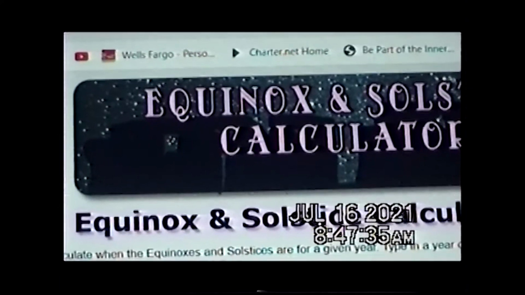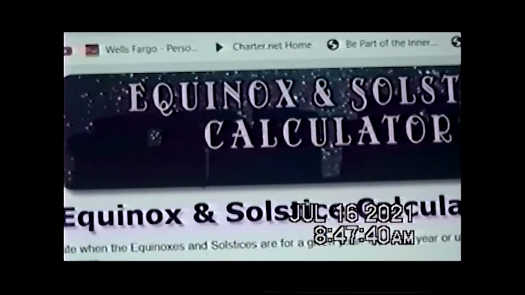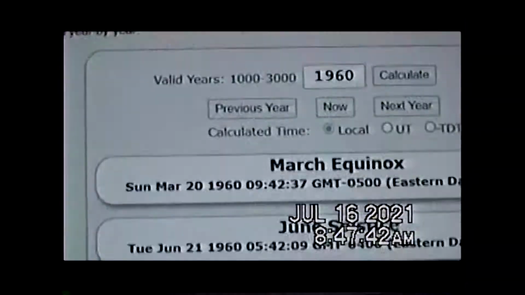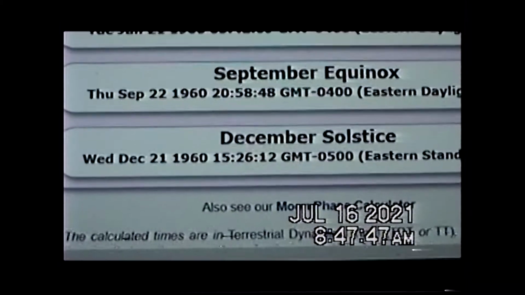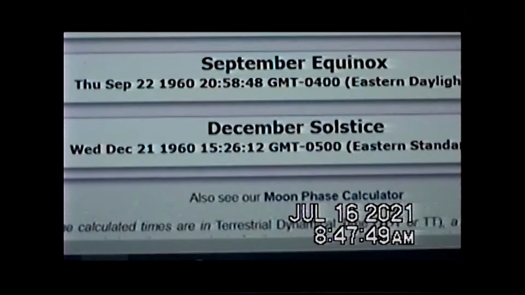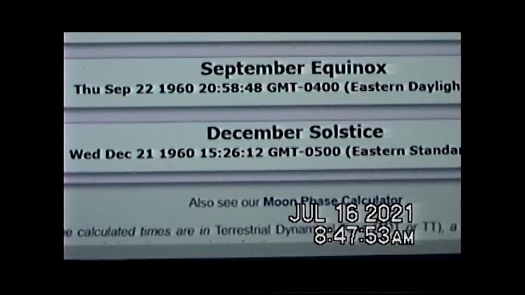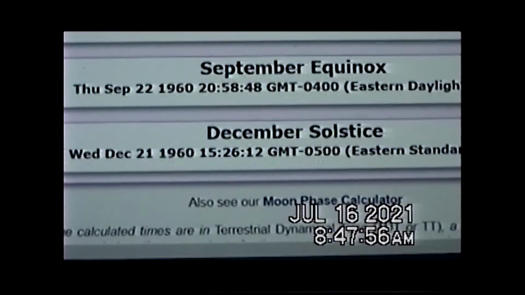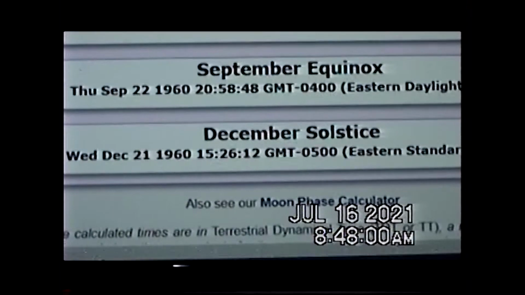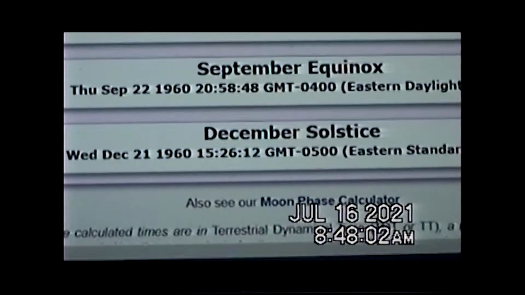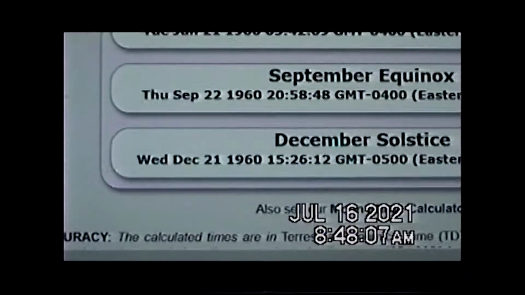Okay guys, I'm going to show you something real quickly here. This is the equinox and solstice calendar. It's the stellophane. Let's go down here and let's look at the December solstice of 1960, before JFK was inaugurated as the 35th President of the United States. See the time frame? 15:26:12. Local Eastern Standard Time.